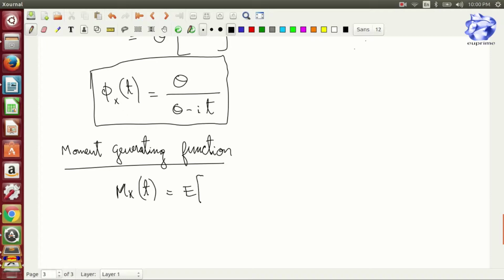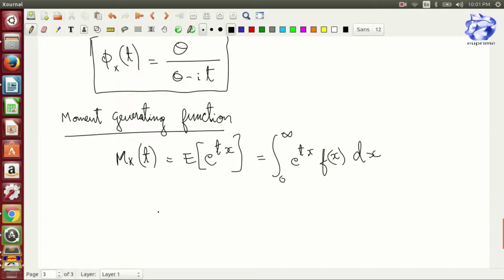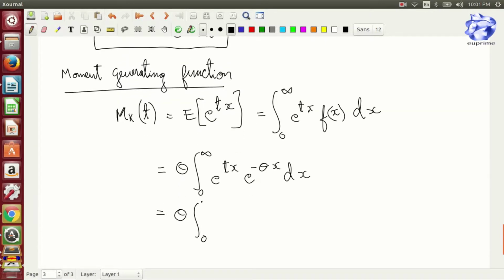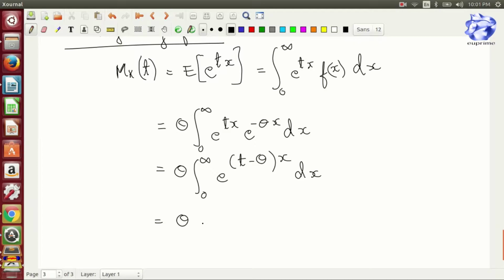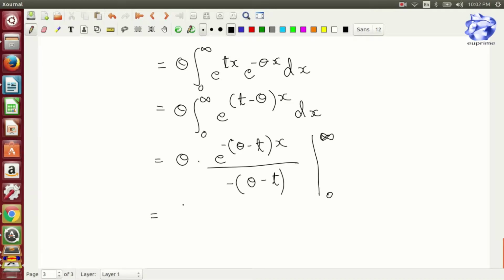Next we move on to the moment generating function, which is Mx of t, which is the expectation of e to the power tx. In the same way, calculate the integral over here too. Now we will substitute the limits 0 to infinity and get the result as theta by theta minus t.